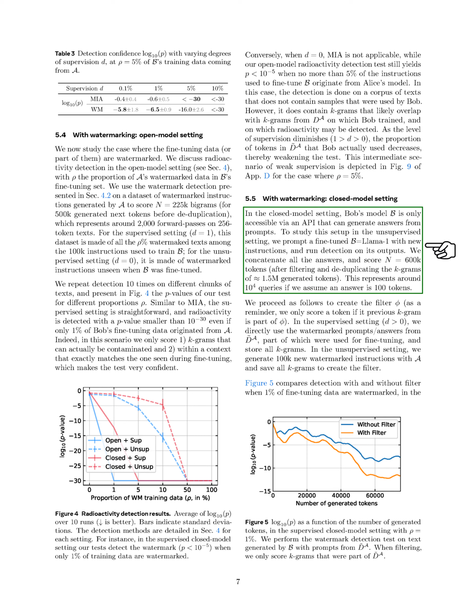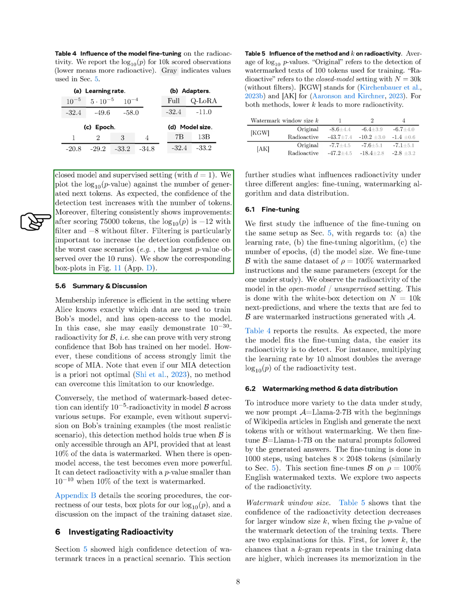Lastly, we examine the closed model setting, where Bob's model is only accessible via an API. In this setup, we prompt a fine-tuned model with new instructions and run detection on its outputs. We create a filter to score tokens based on whether their preceding big RAMs are part of a specific set. Our findings show that filtering significantly improves the confidence of the detection test, especially in worst-case scenarios.